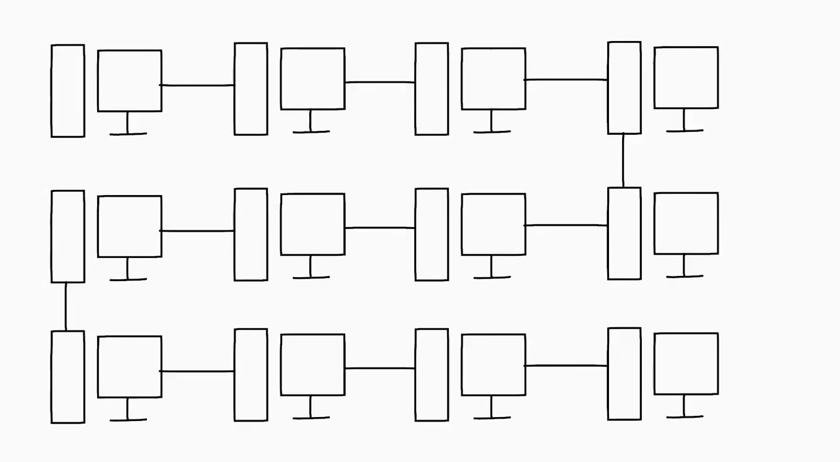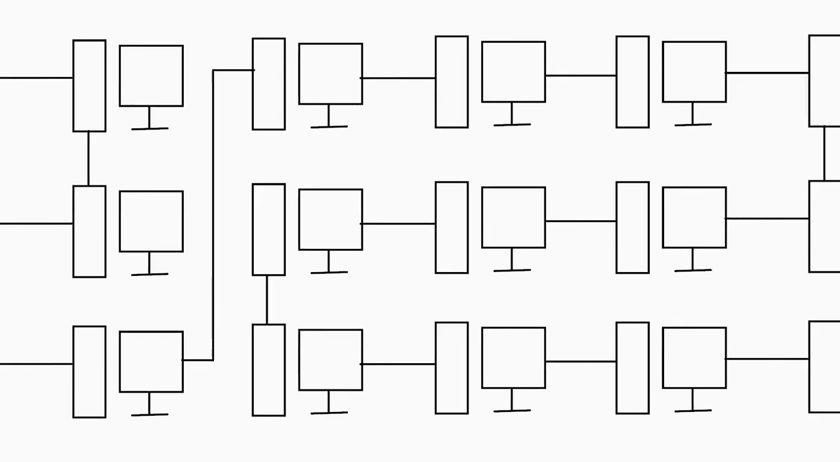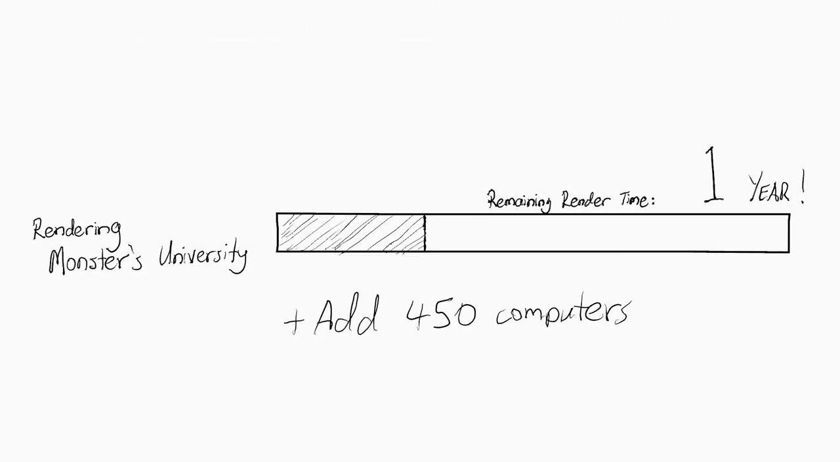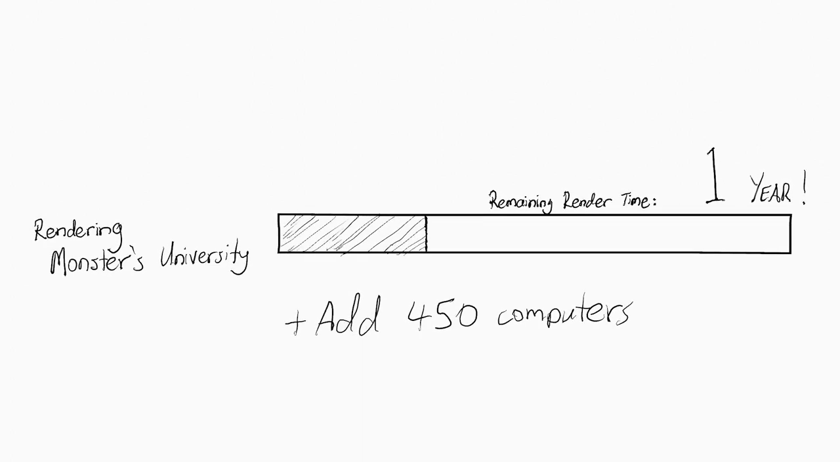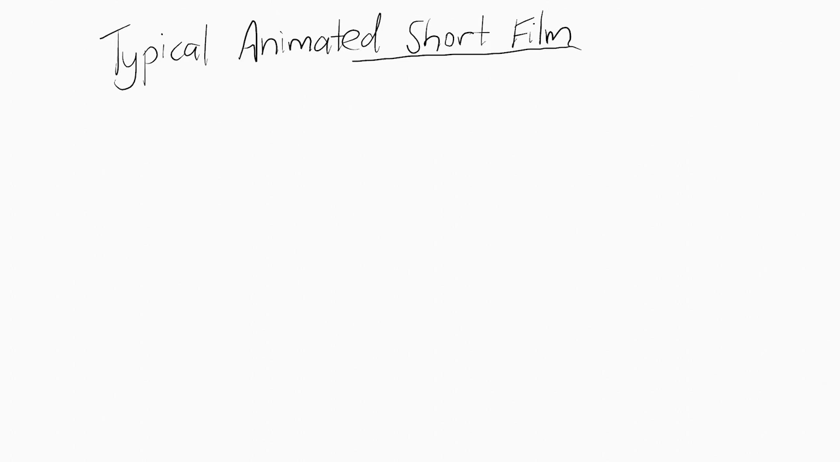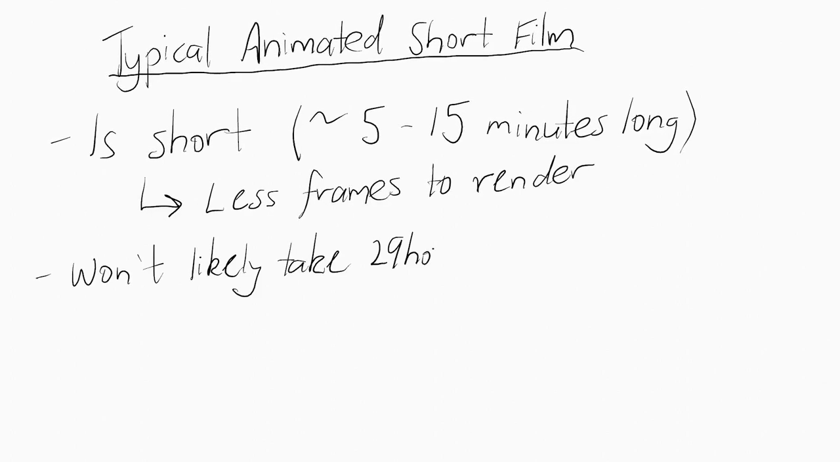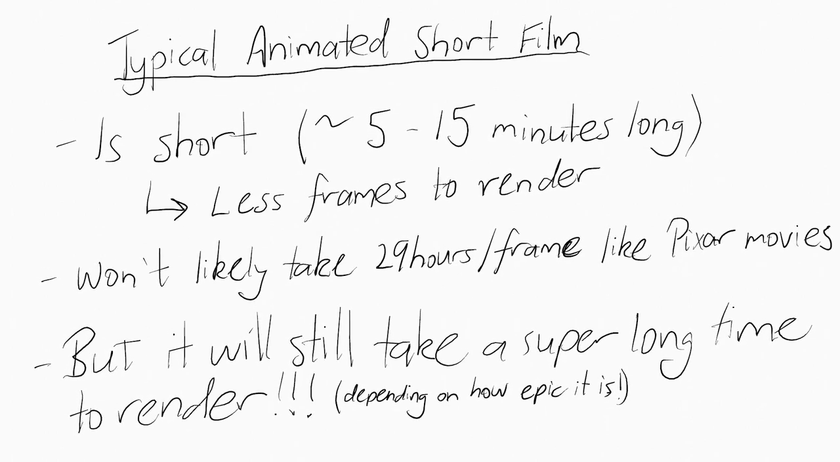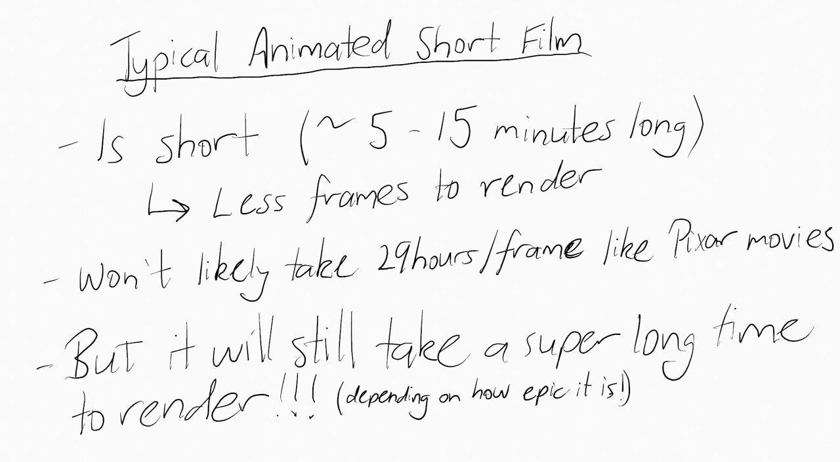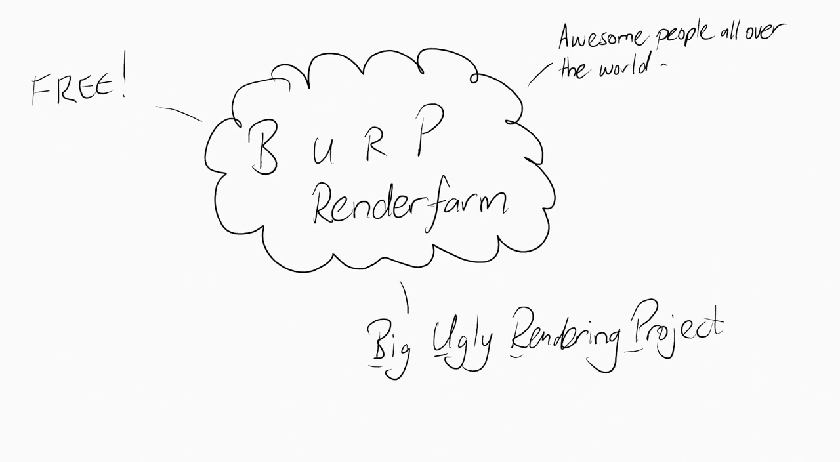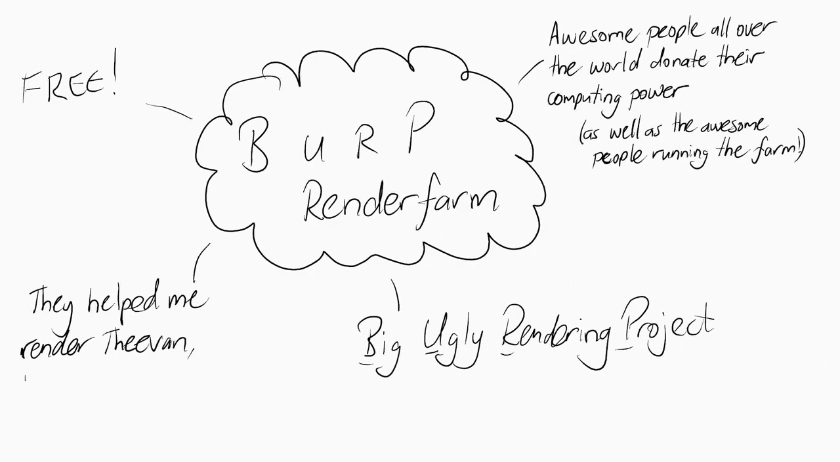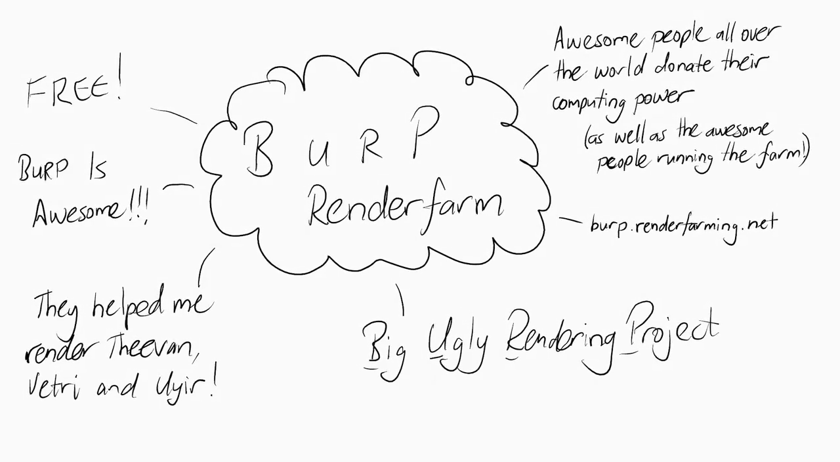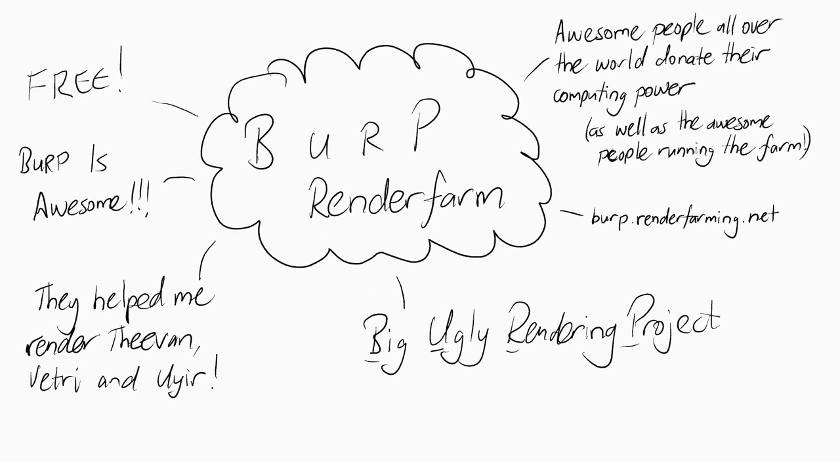Luckily, they have access to render farms, which are basically just a huge number of powerful computers rendering frames in parallel. Your film may not take 29 hours per frame, and if you're making an animated short, you would typically have much less total frames to render. Even then, the times can add up. My latest film, Uir, would have taken me 5 years to render if I let my computer render all day 24/7. I used the free Burp render farm, which stands for the Big Ugly Rendering Project. And this is pretty much a render farm where generous people all over the world lend their computing power to help render my film. Super thanks, guys.